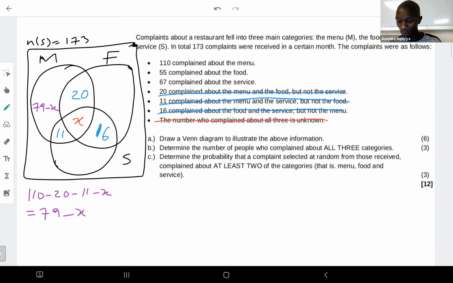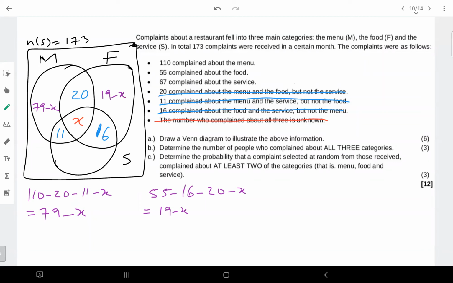We go for food. At food, we will say 55 minus what? Minus 16, minus 20, minus x, right? Then 55 minus 16 minus 20, that will be 19 minus x, right? Yes. 19 minus x.